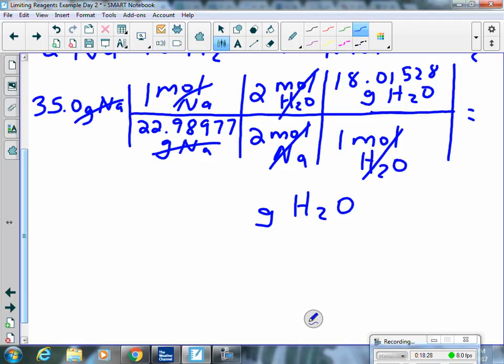Let me make sure that, yeah, all right. So I get 27.4 grams of water. So this tells me that if I have 35 grams of sodium, I need 27.4 grams of water. Do I have 27.4 grams of water? I have more than that, right? So what is limiting my reaction? Sodium. Okay?